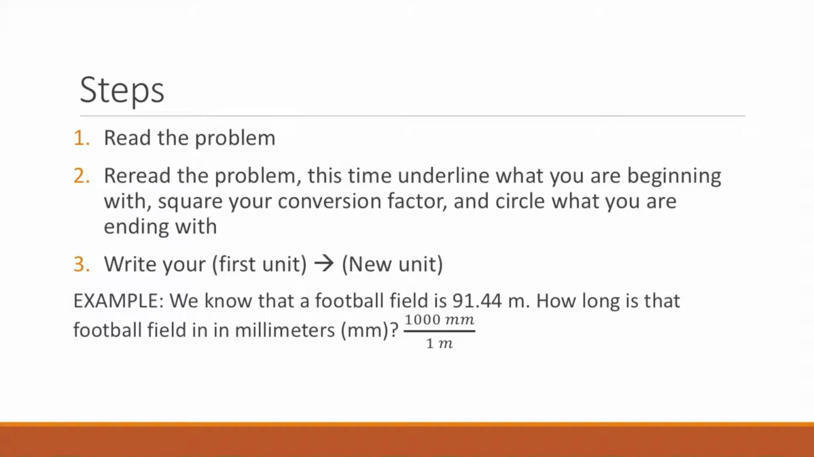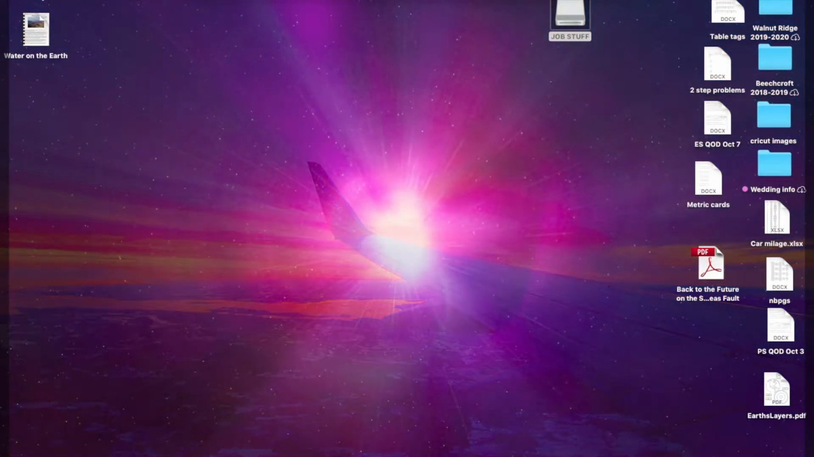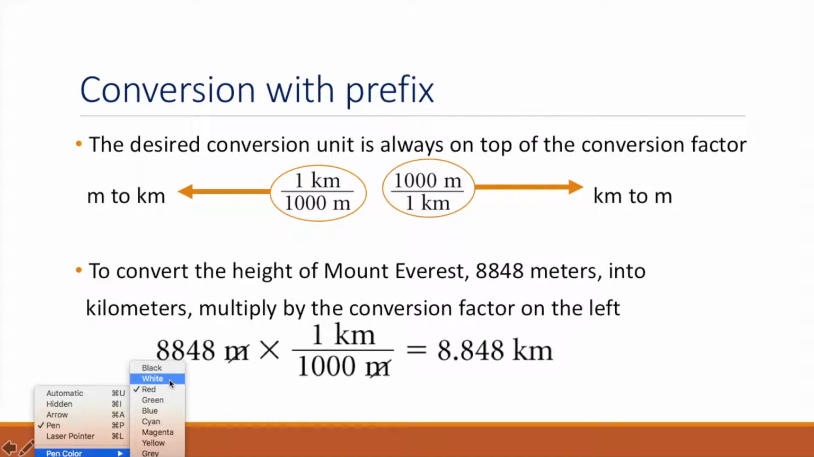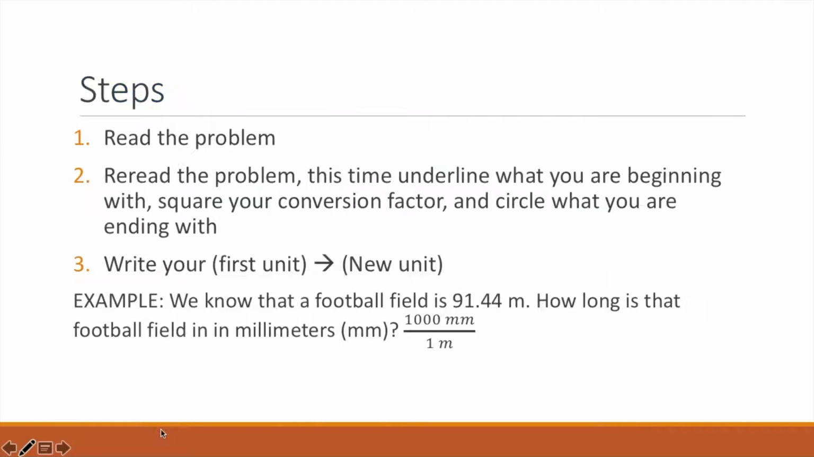For example, we have this problem. It says we know that a football field is 91.44 meters long. How long is that football field in millimeters? So I read it once. I'm going to go ahead and read it again, and this time when I read it, I am going to underline what I'm starting with and circle where I am ending and square my conversion factor.